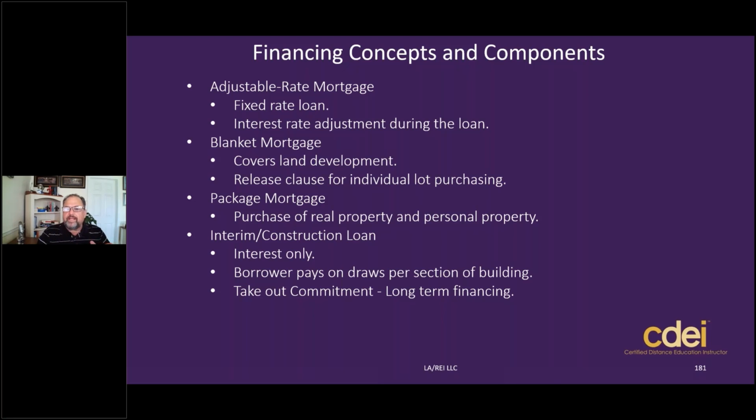Then at that point, and this is all done up front with the lender that's giving you a construction loan, you'll also have what they call a takeout commitment. They'll take that construction price, that total price that you're paying interest only on, and they're going to convert that to long-term financing, an amortized loan over 30 years. So this is interim, or what they call construction financing or construction loan. Interest only, you're only paying on the draw per section of the building or the home that you're building. And at the end, a takeout commitment, they'll convert it to long-term financing.